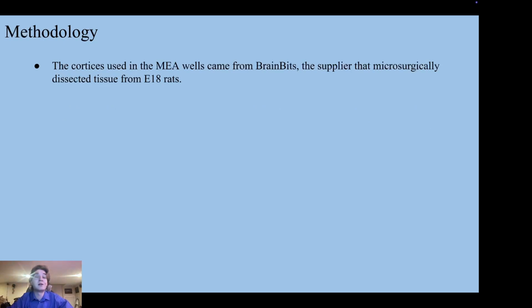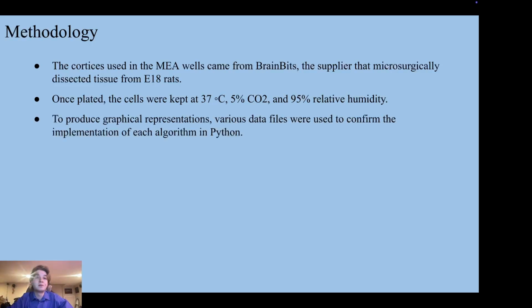Throughout developing the analysis functions, I used neurons that were microsurgically dissected from E18 rats. Once the neurons were put onto MEA chips, they were kept at 37 degrees Celsius, 5% CO2, and 95% humidity. To develop the following functions, various recording files were used, and the analysis was performed in Python. In each data file, 1020 to 1024 neurons were recorded at 10,000 Hz, or 10,000 times per second.